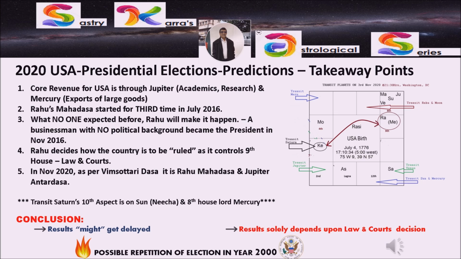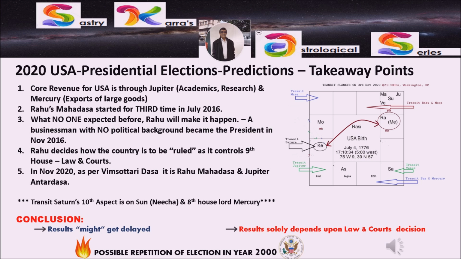The second thing is, according to the Vimsottari Dasa system, Rahu Mahadasa started for the third time in July 2016. So anytime Rahu Mahadasa starts, what usually happens during the Rahu Mahadasa, whether it is for the country or for a native, is that there are a lot of unexpected things. Rahu will make it happen, and Rahu shows that I can do what you couldn't ever expect to happen. So it's always surprises.